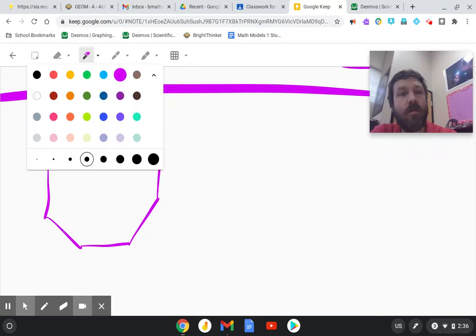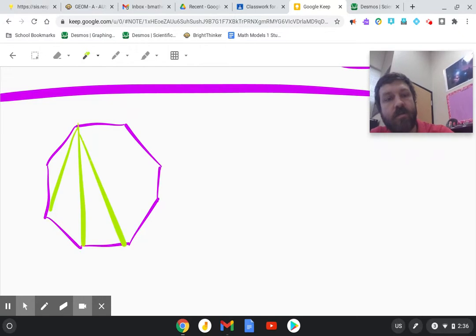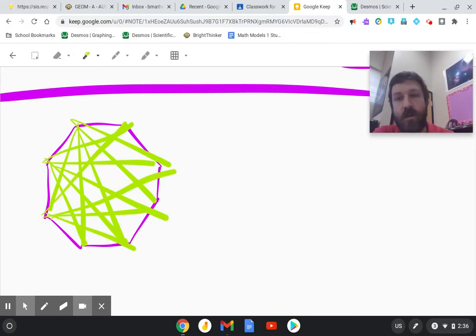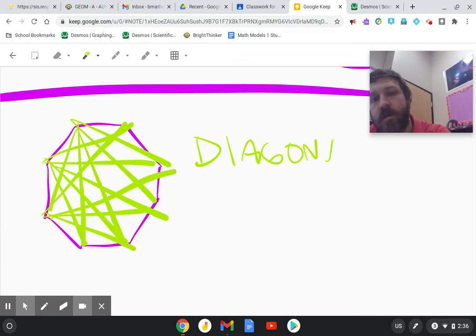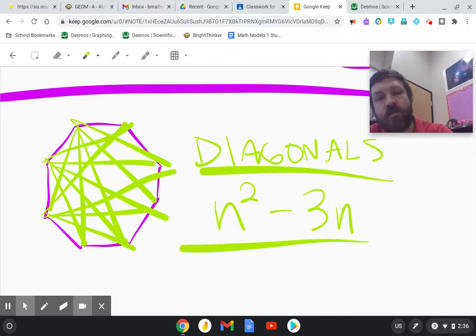All right, so the last thing we're going to learn to calculate is the diagonals. Now the diagonals would be as if I were to draw a diagonal from every single corner to every other corner in this figure, and you can see it gets to be a lot quick. So I don't want to have to draw every single one of those and count them. But the formula for finding the diagonals is the following: n squared minus 3n divided by 2. That gives me the diagonals.